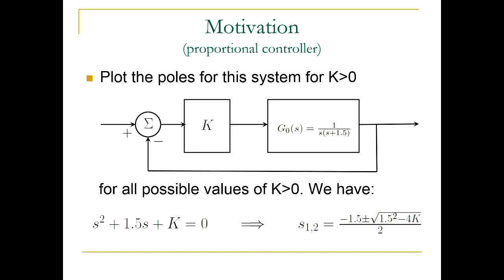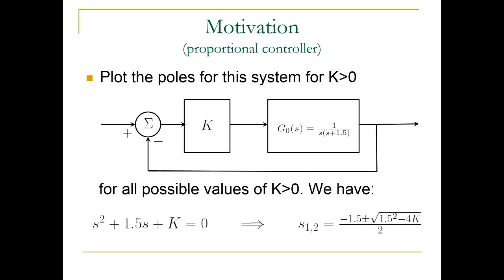Well, when k is 0, we have two real poles. When k is 0, I have the square root of 1.5 squared, so this is really minus 1.5, and then I have plus or minus 1.5 divided by 2. When I use plus, this is 0. So one of the closed loop poles is 0 when k is 0, and another closed loop pole is at minus 1.5, because I have minus 1.5 divided by 2. That's why minus 1.5.